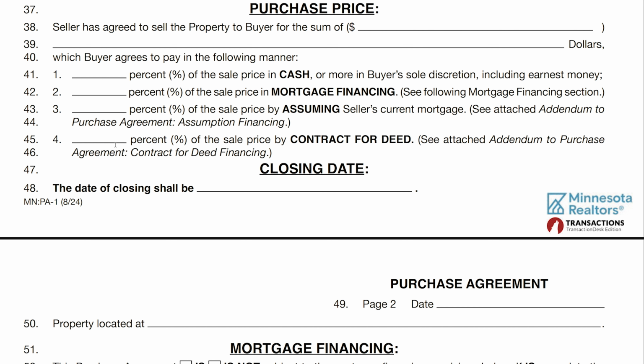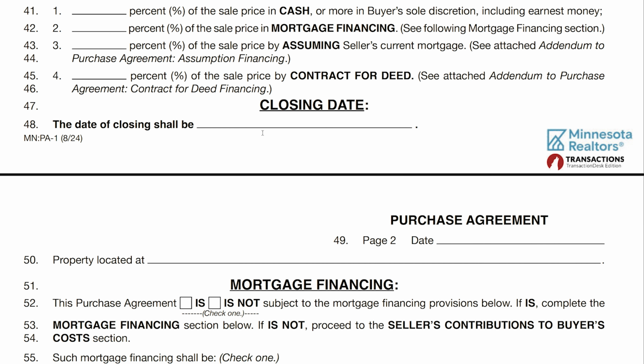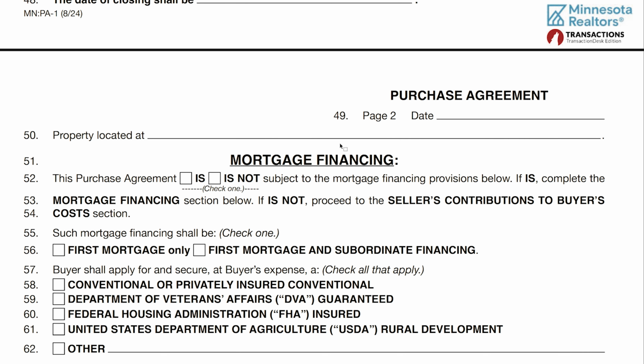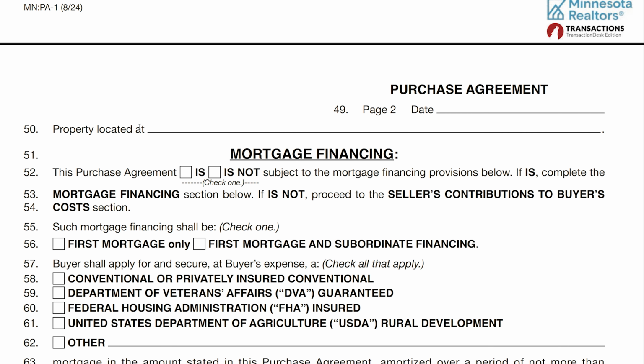All right, so the date of closing. This is going to be the date that both parties are going to meet, and one side is going to bring money, and another side is going to leave with money. You'll notice here on the top of most of the pages, it will have that address in there. This is just important to make sure that the pages don't get switched out and that everything gets matched up.